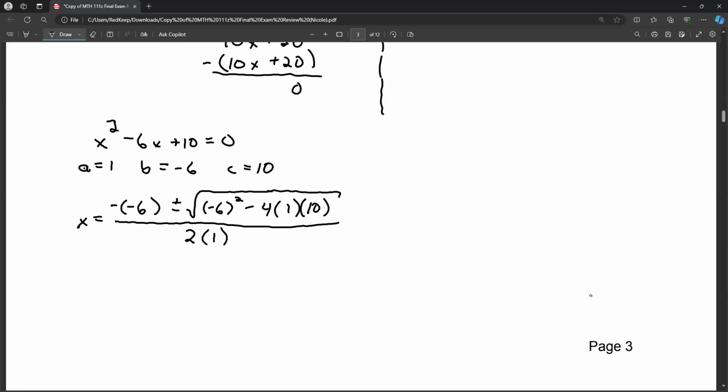Perfect. Okay, let's go ahead and start our simplification process. We know -6 is obviously +6. The square of -6, or -6 squared, is equal to 36. 4 times 1 times 10 is equal to 40. 2 times 1 is just equal to 2. Okay, so we have 6 plus or minus 36 minus 40 is -4.